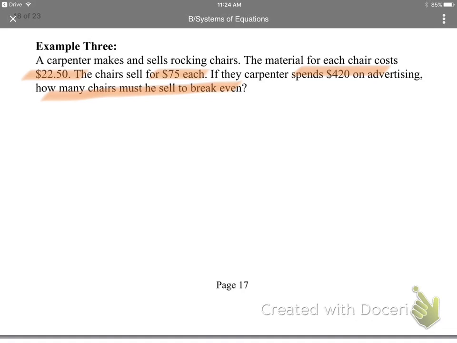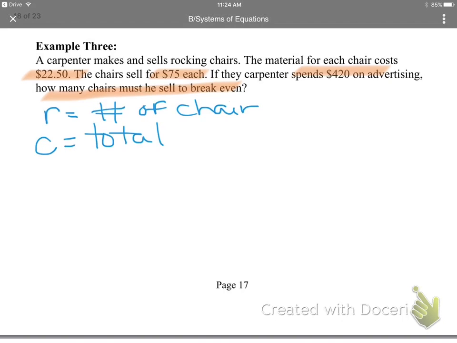With this problem, you can see there are no guidelines, but we still have to follow those steps that were given at the beginning. We've got step 1, which is define our variables. Let's go for our rocking chairs. We can make R equal the number of rocking chairs we need to sell. Then our next variable is going to be C. Again, that's that total cost. Let's go ahead and create those equations.